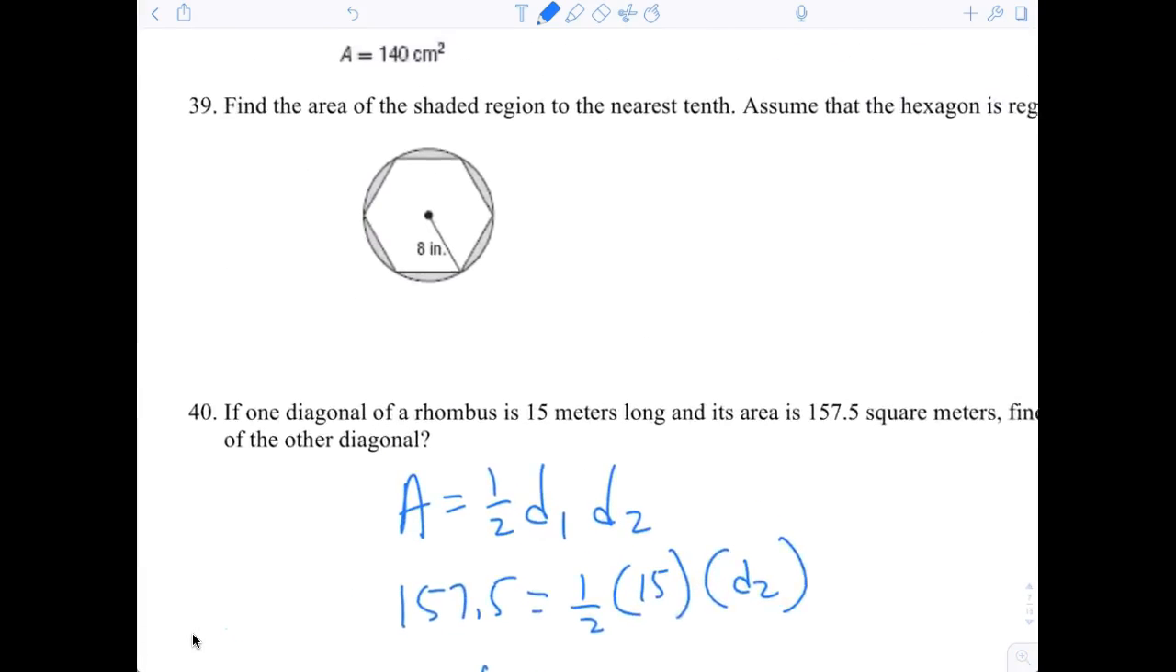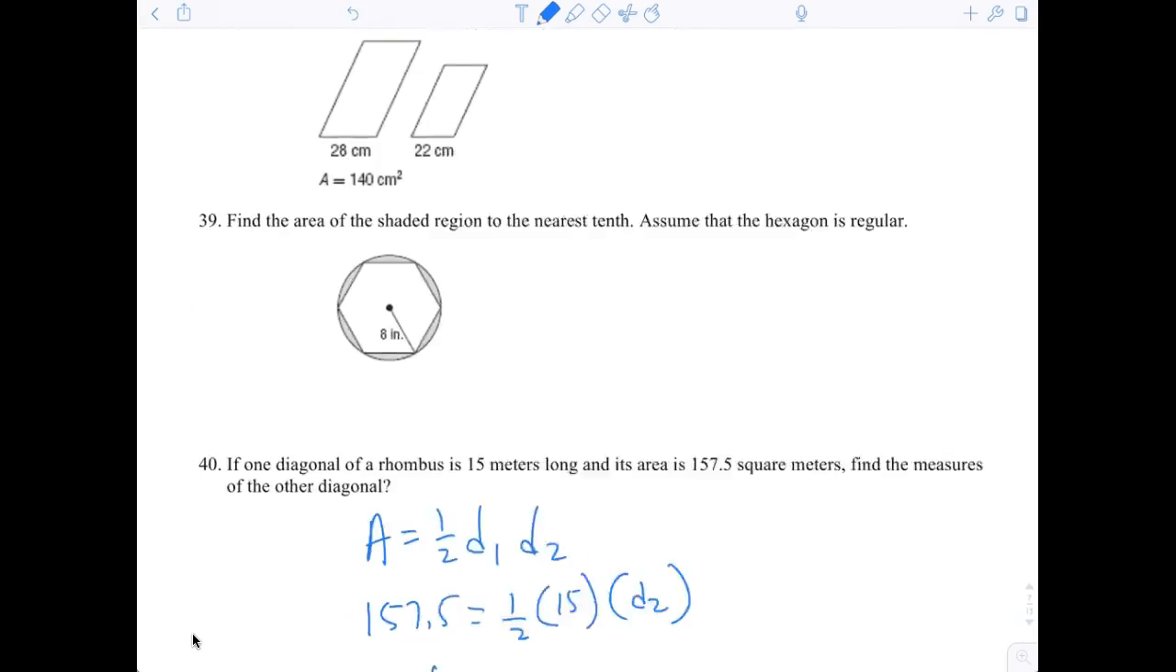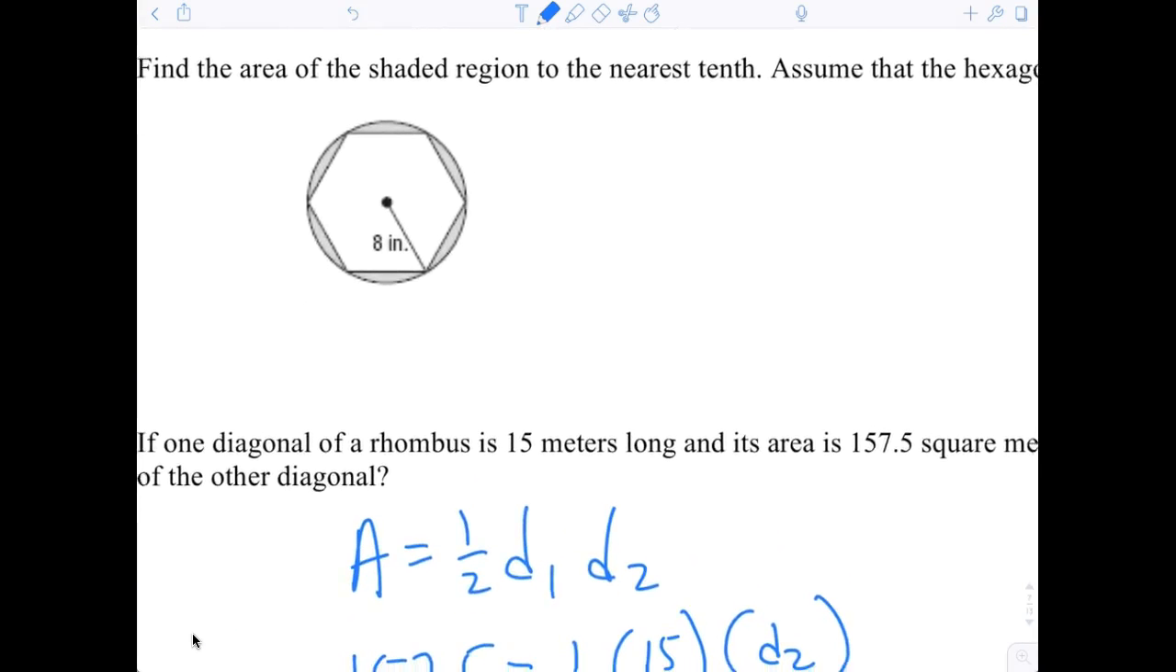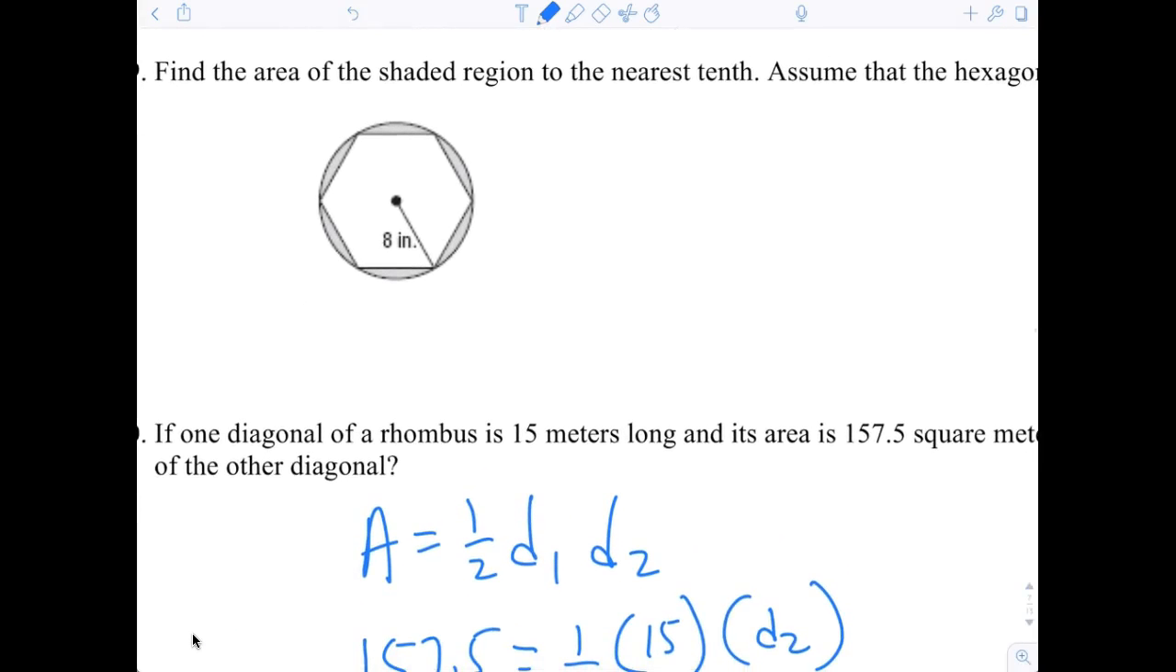All right. Now 39 is a really important one, so let's go ahead and knock this out. I have a hexagon subtracted from the what? Circle, right? So I would want everybody to just say this is A equals pi r squared minus 6 times 1/2 BH. Honestly, I just feel like you should be able to do that. Everybody agree? What's the radius?